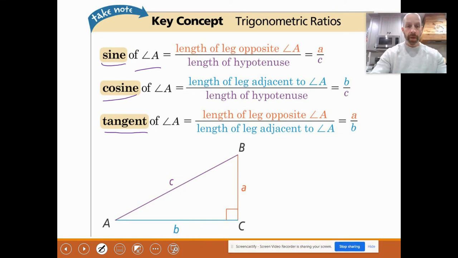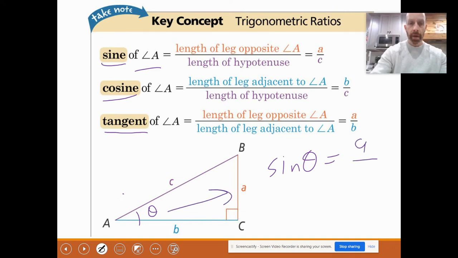So if we're referring to angle A right here, we'll call that theta. Then the sine of theta is going to be the opposite leg, so that's A, over the hypotenuse. The hypotenuse, remember, is always opposite the right angle. So that's why we get that ratio there for sine.